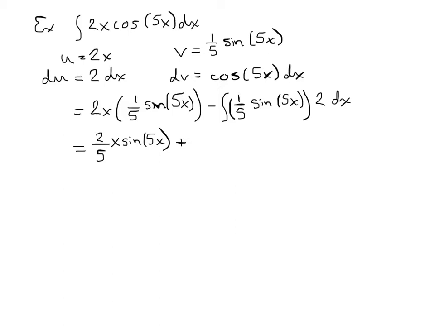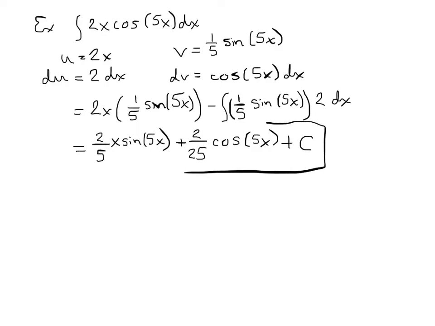The integral of sine was negative cosine. I still have that 5x. Now I just integrated again, so I've got to divide by the derivative of the inside part. I've got to divide by 5. That's going to give me a 25, and I still have that 2 in the numerator. All right, done. Just add C.